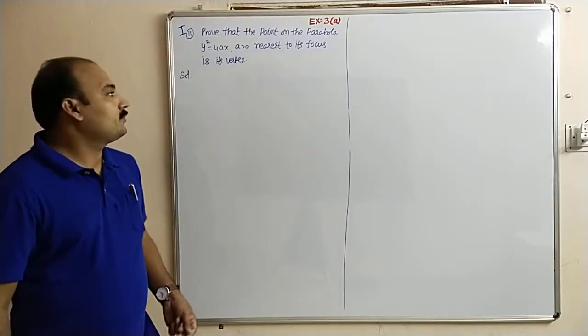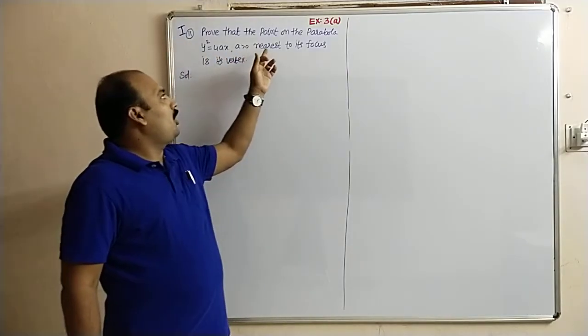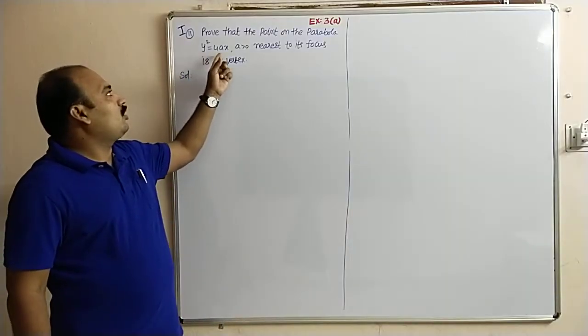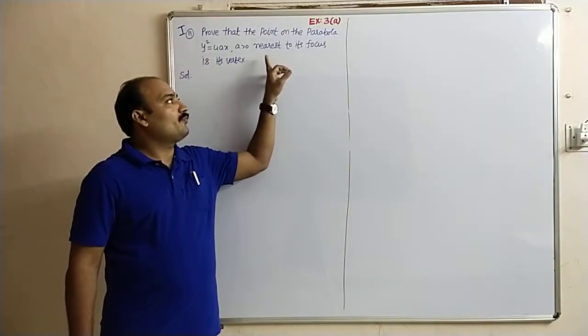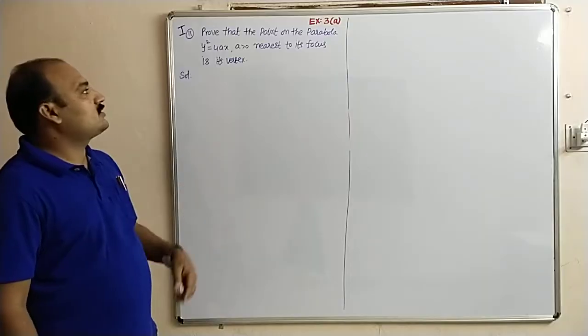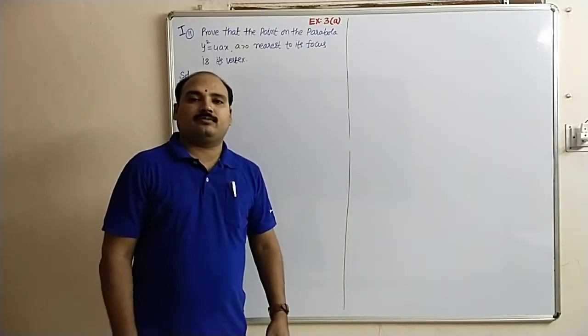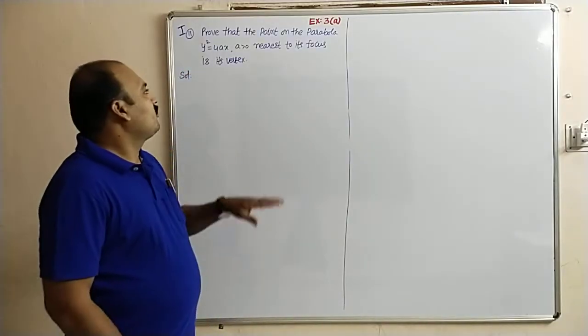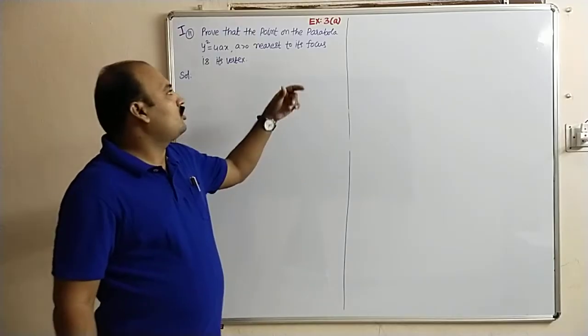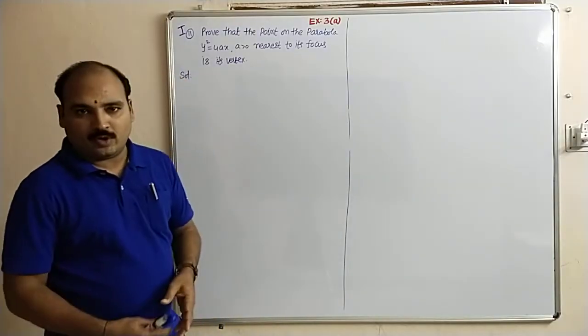The next question. Prove that the point on the parabola y square equal to 4ax, where a is greater than 0, nearest to its focus is its vertex. We have to prove the vertex is the nearest point to the focus. We are going to prove now.